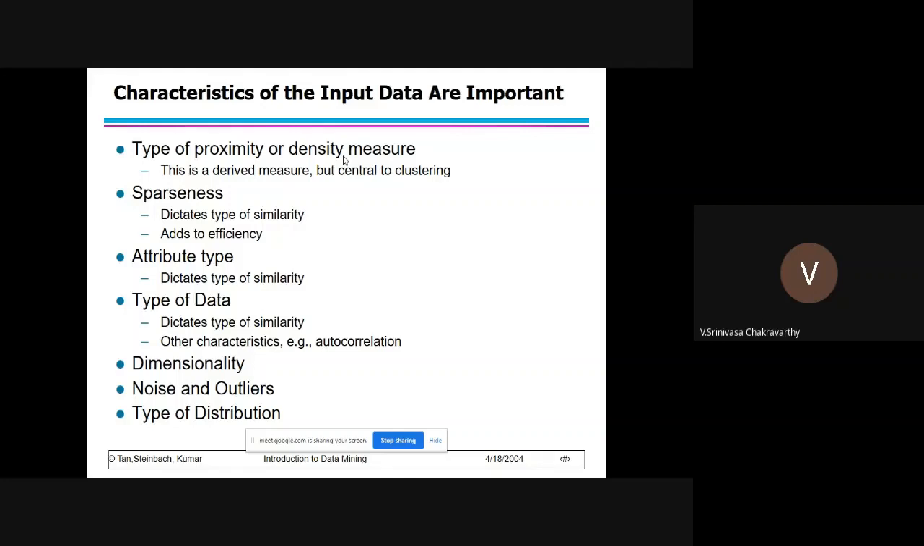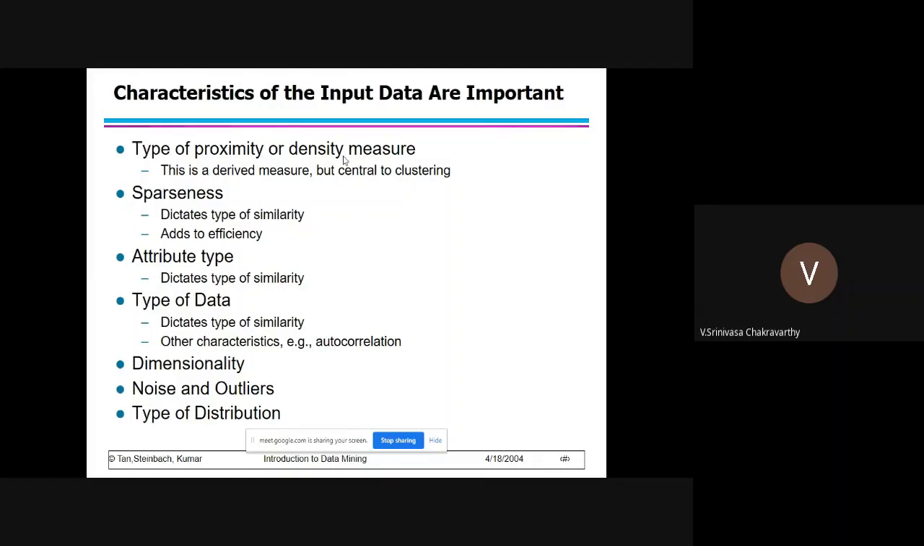Then dimensionality, if it is high, then you have to worry about that. You want to come up with ways of reducing the dimensionality. Then noise and outliers, you have to watch out for them. There are ways of finding them and removing them from the clustering process, because if noise or outliers are present, then it will mess up your clustering. You will get either very small clusters or empty clusters and things like that. We'll discuss that as we go along.